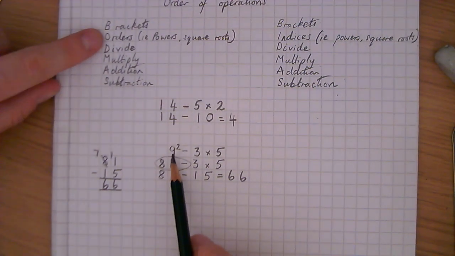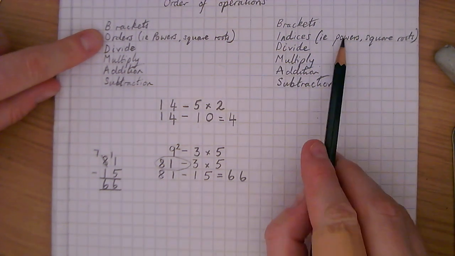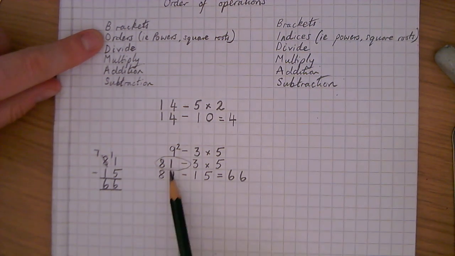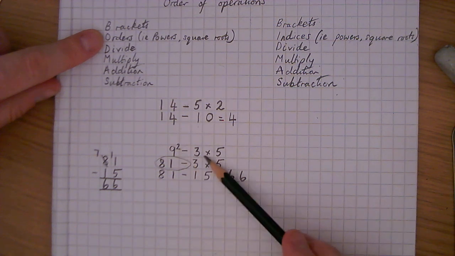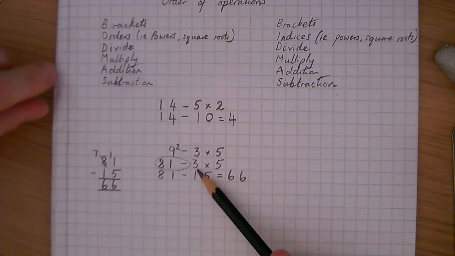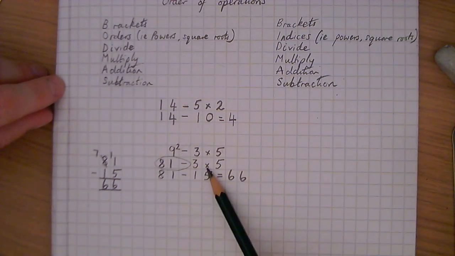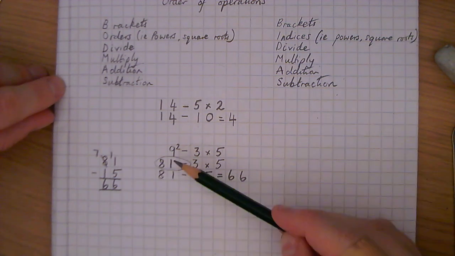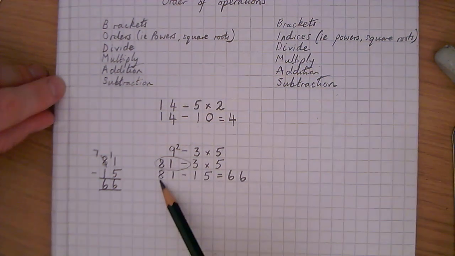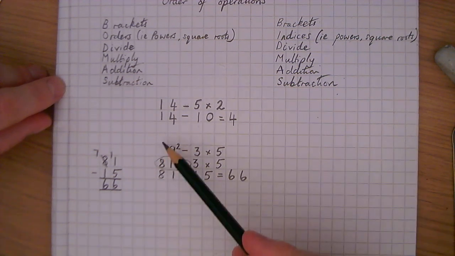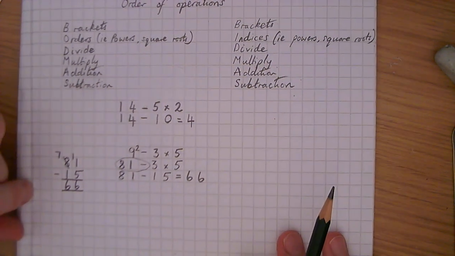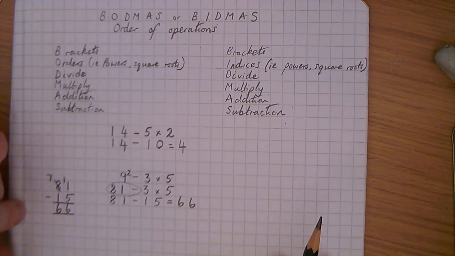So, recap. We did our orders, or our indices, our powers. We did 9 squared is 81. We brought down this part of the question to here. We did multiply next, 3 times 5, 15. We brought down the part of the question we hadn't done. And we did 81 take away 15 is 66.